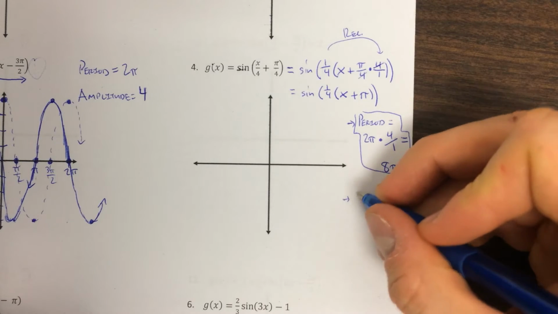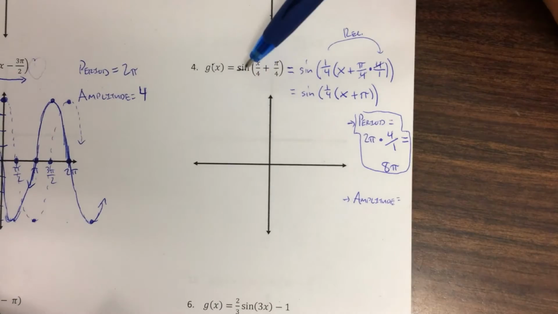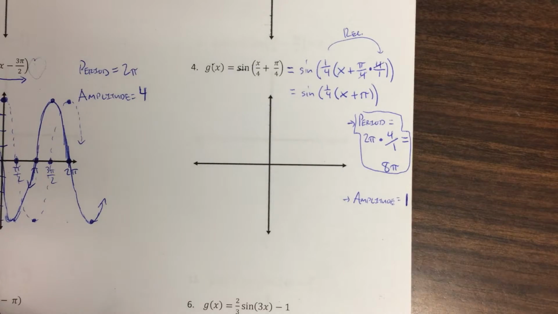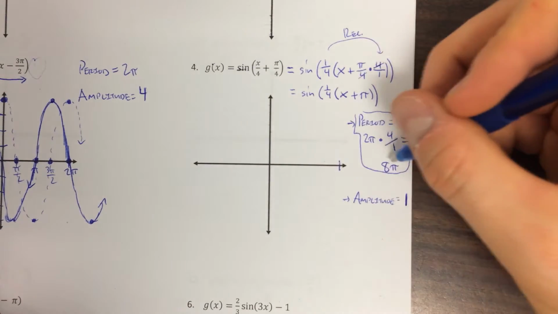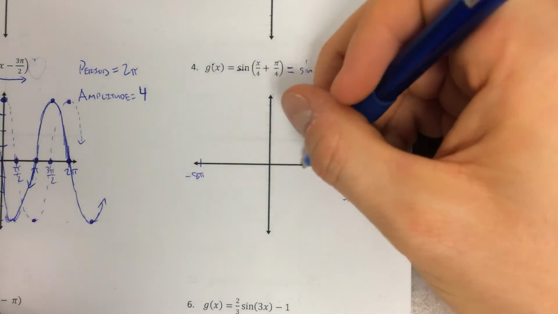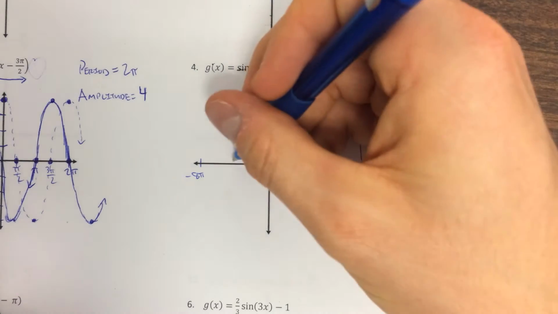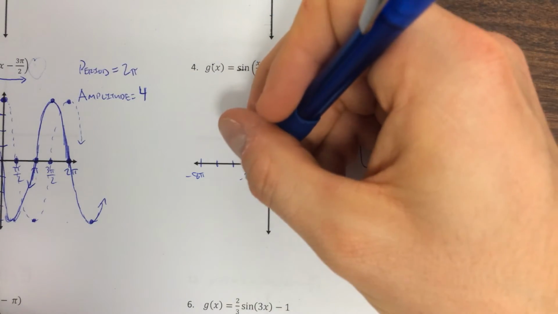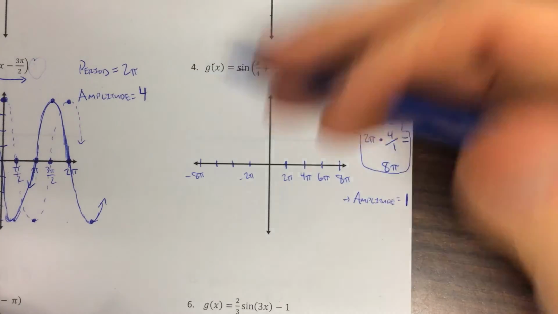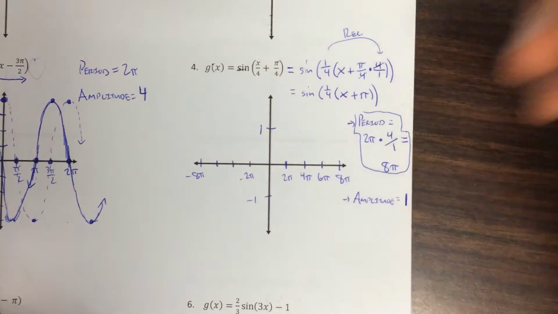And then our amplitude. Here, sine is not being multiplied by anything in the front, so our amplitude is 1. Now what we can do is say our largest value, the period was 8 pi, so let's say 8 pi, negative 8 pi, 4 pi, 2 pi, and here our amplitude is 1. We're not moving up or down, we're not adding or subtracting anything outside the parentheses, so let's just keep 1, negative 1.